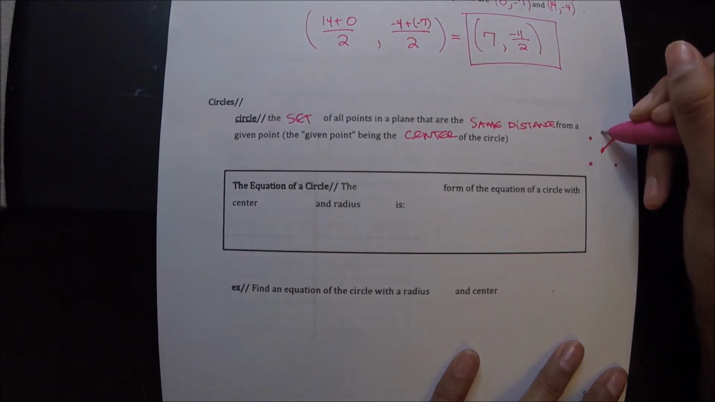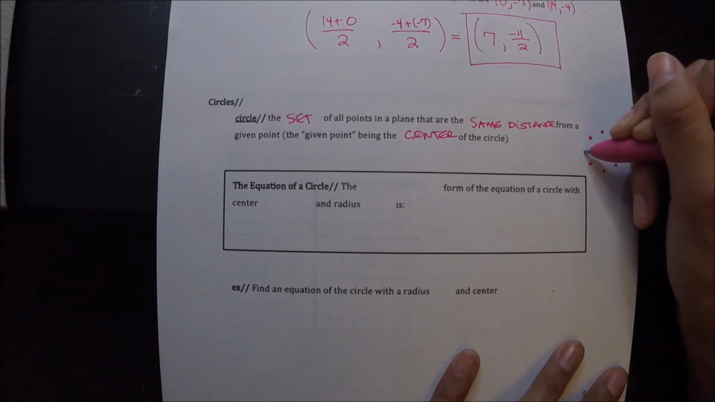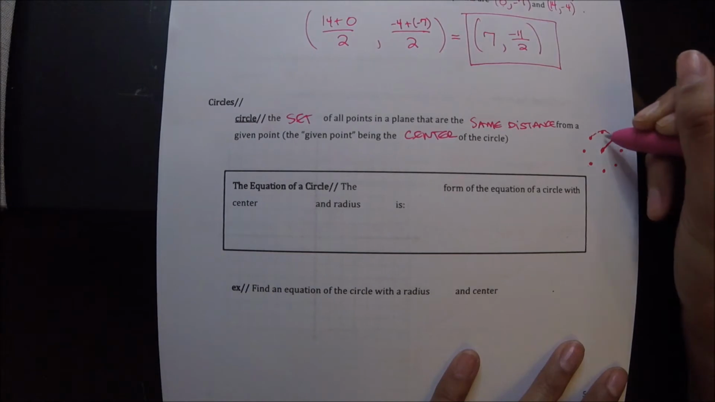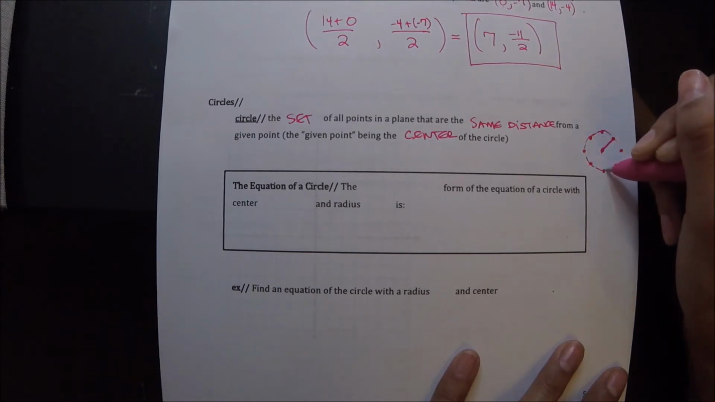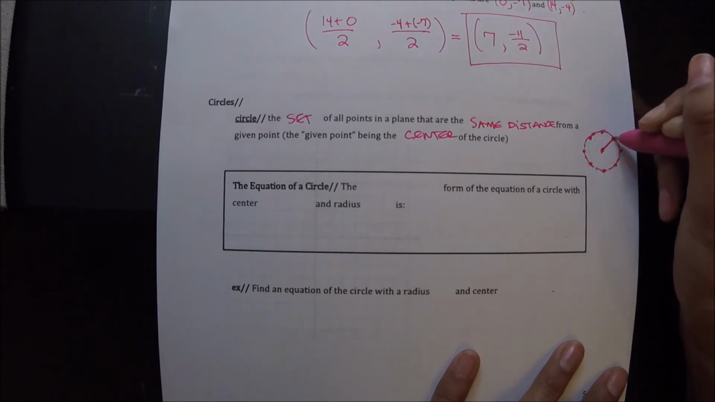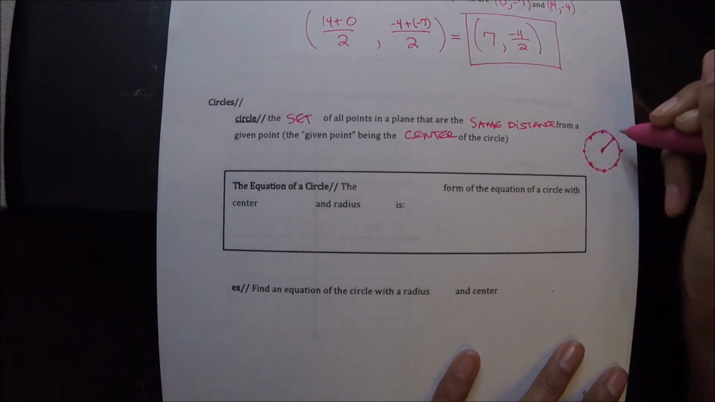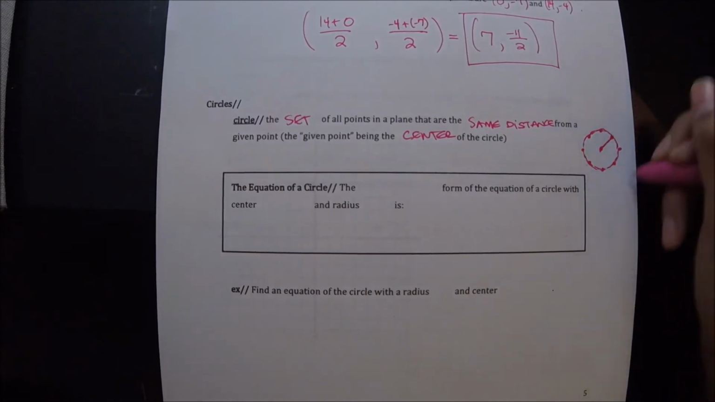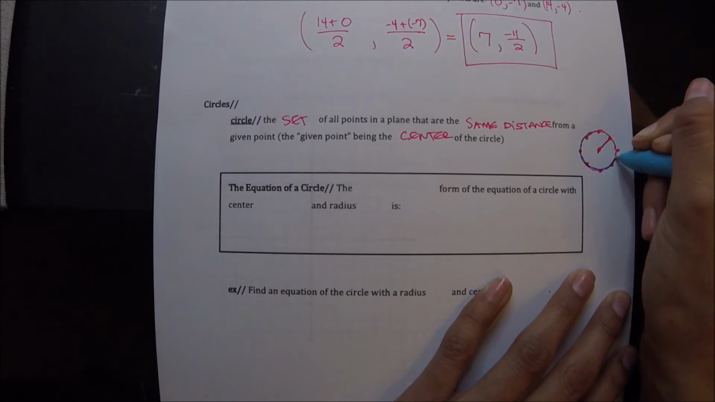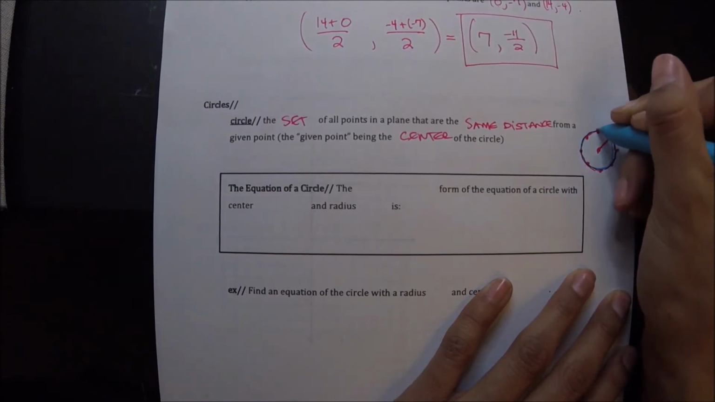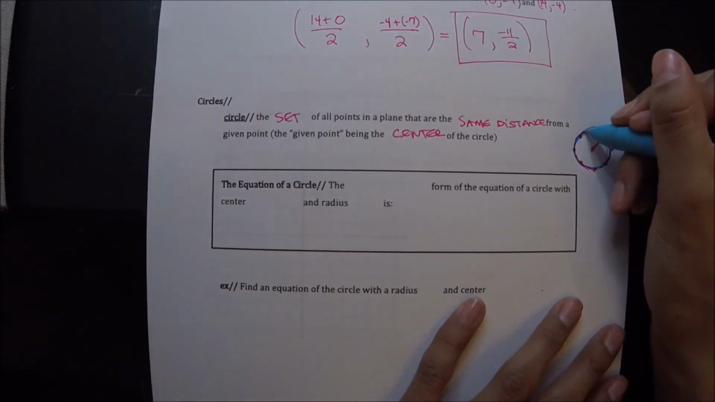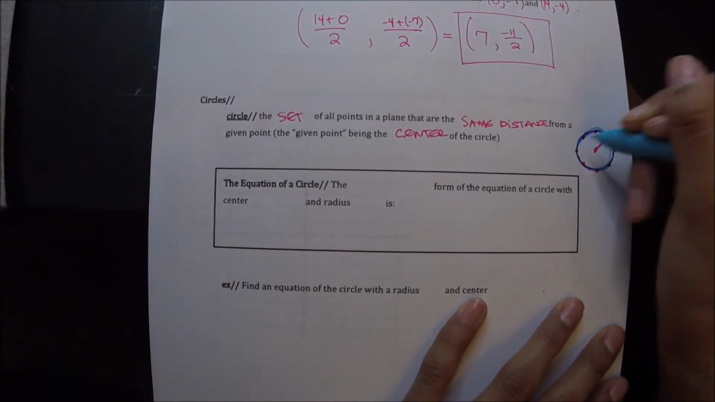And then maybe so is this one, and so is this one, and so on. And when we find all those points that are the same distance away, that's what forms a circle. So the circle is this outside part. The actual circle itself is here that I'm circling right now. The center is not actually on the circle, it's just the middle of the circle.